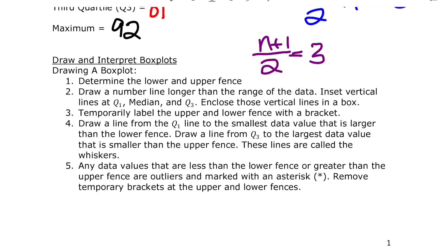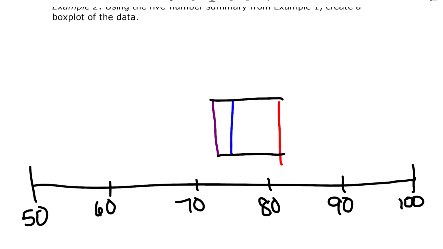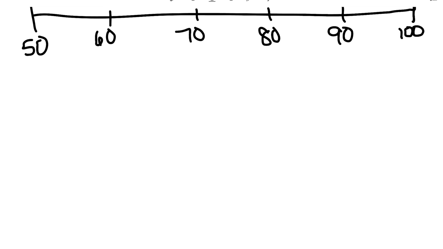Okay, so we kind of skipped step 1. I'm going to come back to step 1. So I've done step 2, and now we're going to move up to step 3. So it says to temporarily label the upper and lower fence, so we need to calculate those upper and lower fences. So the upper and lower fence is what we're going to use to determine if we have any outliers.